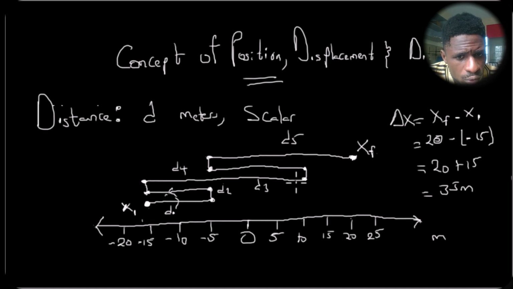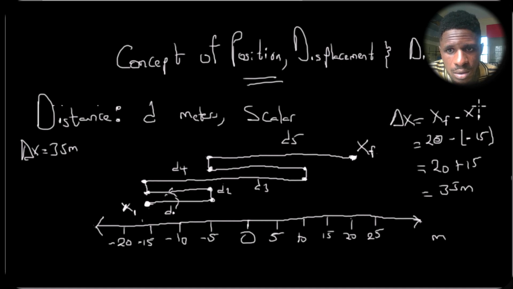Definitely, if I know the length of D1, D2, D3, D4, and D5, then I can know the actual path, the total length, or the actual path taken by my object from this point to this point. So we're going to be using our knowledge of displacement, but let's quickly write our displacement answer somewhere here so we can compare our final answers. So delta x is equal to 35 meters. Clearing this place, so we can have enough space to work for distance.